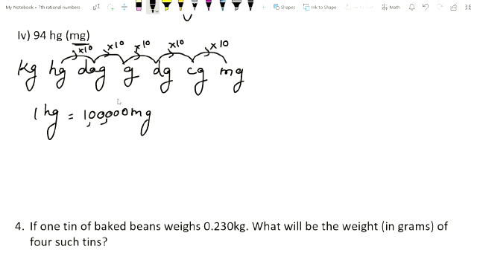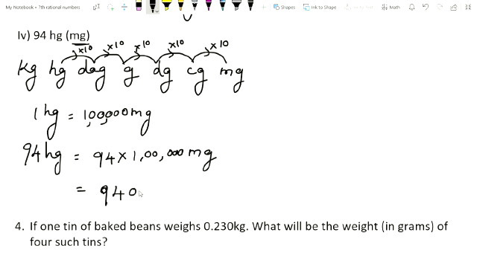Do you understand, children? Now 94 hectogram equal to 94 into 1 lakh milligram. Now multiply this. So 94 lakh milligram. You understand, children? So 94 hectogram equal to 94 lakh milligram. So this is the answer. Okay. See the next one.